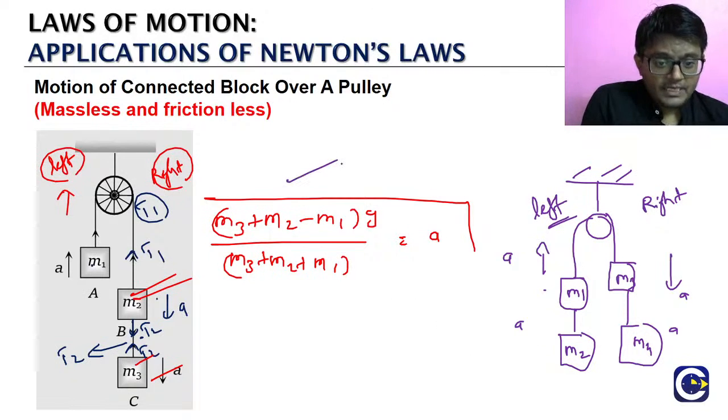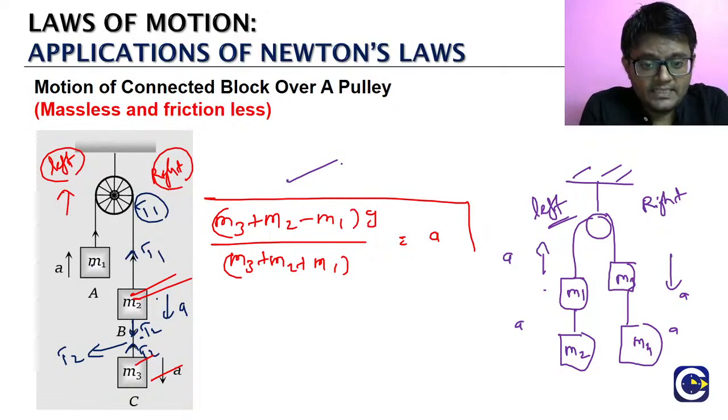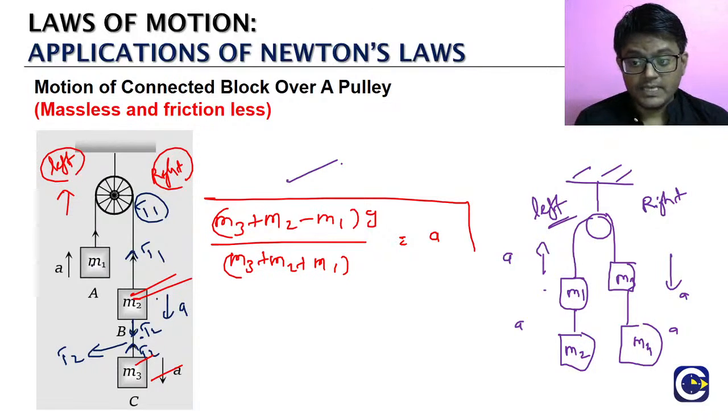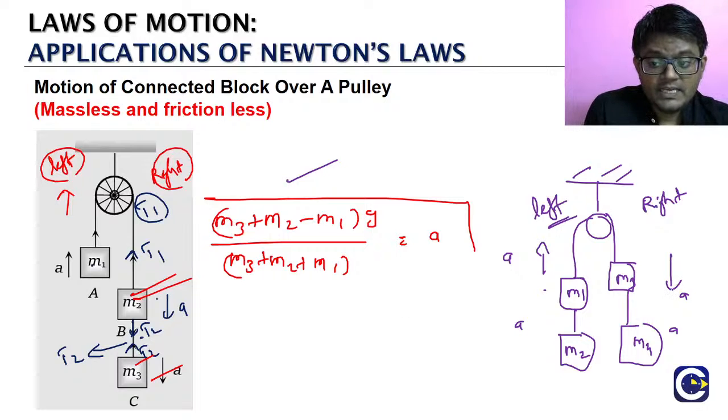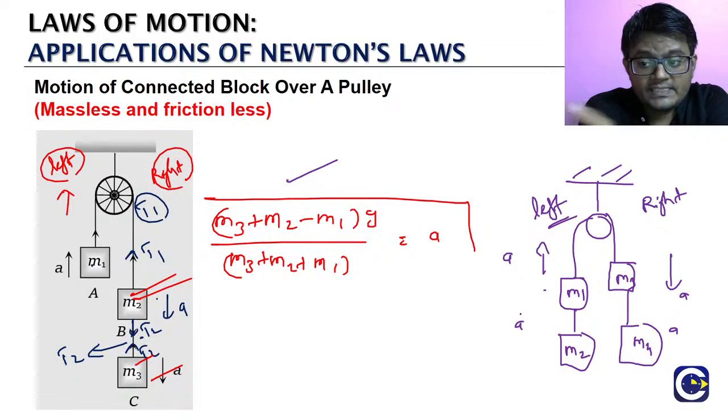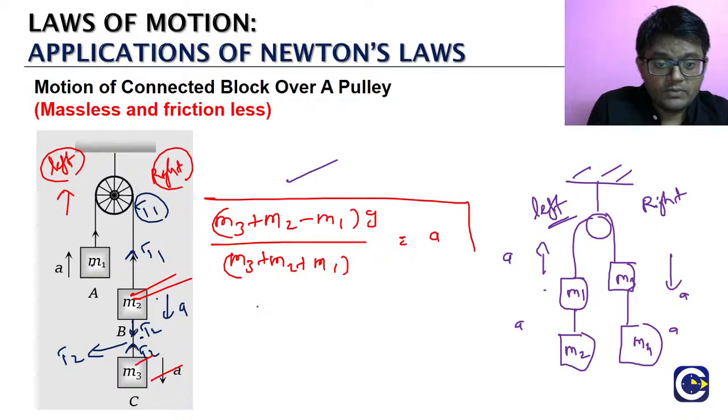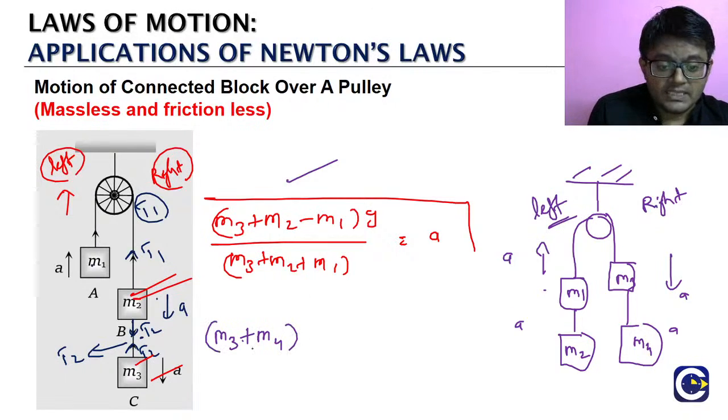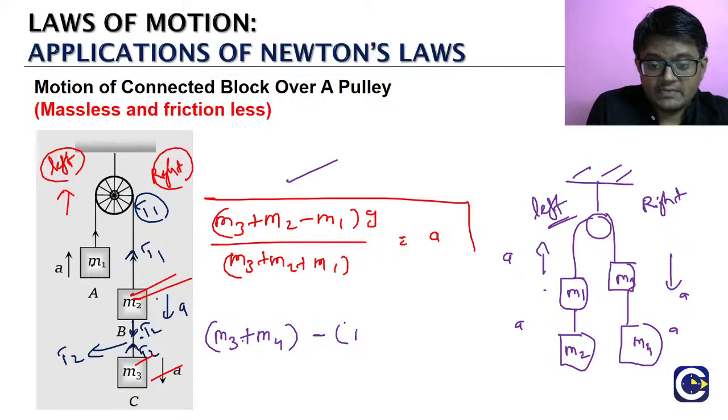So இந்த ஃபார்முலா பார்த்துட்டு we are not doing that entire derivation. Can you tell me what will be that similar formula that we'll have for the acceleration? இங்க என்ன வரும் பாருங்க. இந்த ரைட் சைடுல இருக்கிற மாஸ், whichever side is going down, right? m3 plus m4. அதுல இருந்து we have to subtract left side இருக்கிற மாஸ் which is m1 plus m2. ஓகேவா?